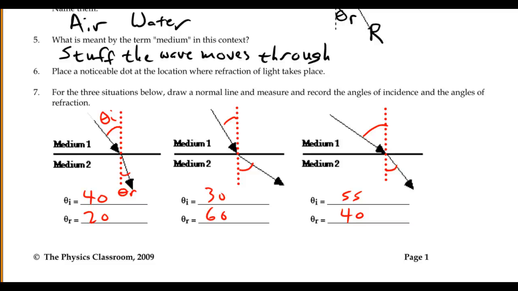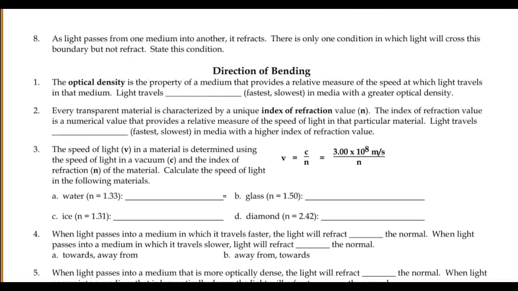Again, I can't stress enough that it must be the angle from the normal, not from the surface. It's not this angle. It's not this angle. It has to be measured with the normal to make the relationships of refraction work. You should notice in the first one, the angle got smaller. That tells us something about the two media. In the second one, the angle got larger. That also tells us a different thing about the two media. We'll see that as we move along.